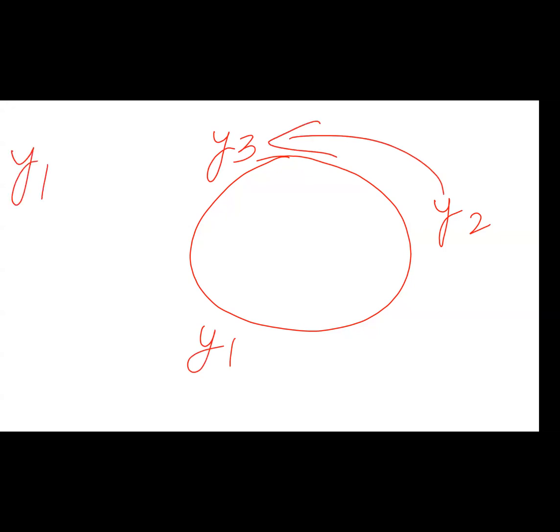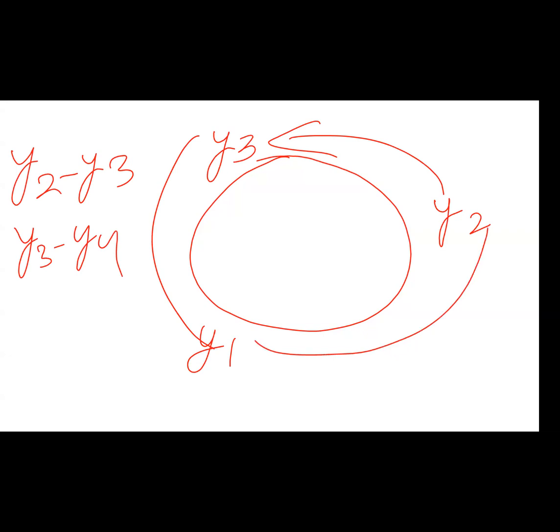Okay. So this is y2, y3, y1, starting from y1. So this becomes starting from y2. This will be y2 minus y3, y3 minus y1, and y1 minus y2. This is the area of triangle.